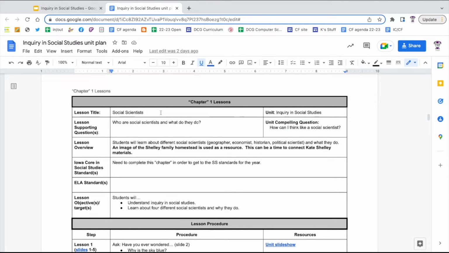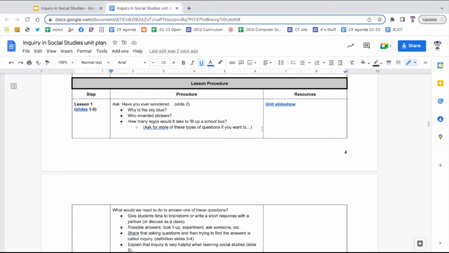So chapter 1 we can see is all about social scientists. We're focusing on who are social scientists and what do they do. Students are going to learn about the geographer, economist, historian, and political scientist. And we're using a picture of the Shelley family homestead, so this is a time to connect Kate Shelley if so desired. There is a slideshow that goes along with this unit, and I would recommend using it along with the unit plan since the unit plan provides the specific instructions for teaching.